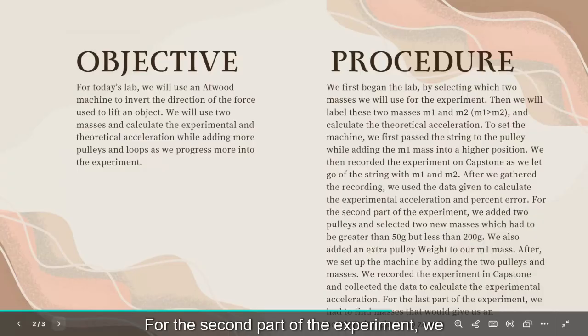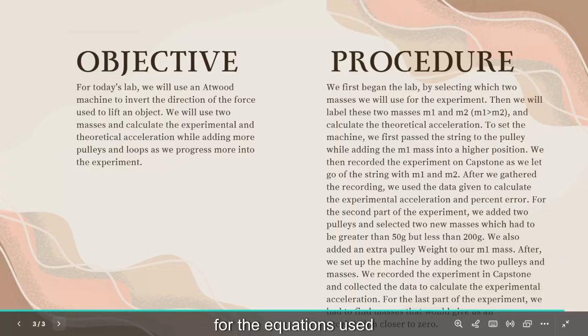For the second part of the experiment, we added two pulleys and selected two new masses, which had to be greater than 50 grams but less than 200 grams. We also added an extra pulley weight to our M1 mass. After we set up the machine by adding the two pulleys and masses, we recorded the experiment in Capstone and collected the data to calculate the experimental acceleration. For the last part of the experiment, we had to find masses that will give us an acceleration closer to zero.